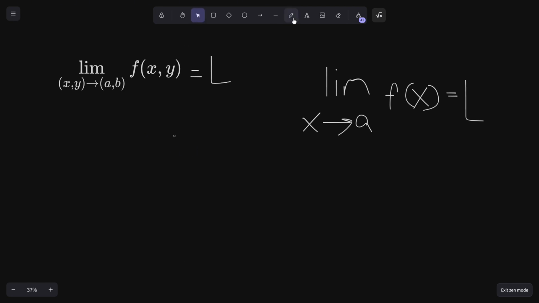Multivariable calculus, we're essentially analyzing the height of the function, which is given by f of x comma y. And we're seeing what the height of the function approaches as both the x and the y value approach a coordinate point.